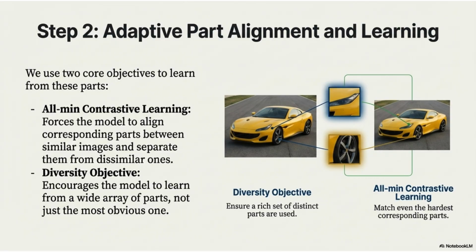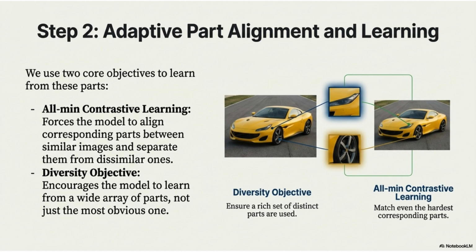Step 2 is where the learning happens. We employ two novel loss functions to shape our feature space. First, the all-min contrastive learning objective. Standard contrastive learning pushes different images apart globally. Our method is smarter. For negative pairs, images of different classes, we only push apart the most similar corresponding part. Why? Because if two different cars share similar wheels, that's fine. We shouldn't penalize that. We only want to force the model to find the one part, like the headlight, that truly distinguishes them.